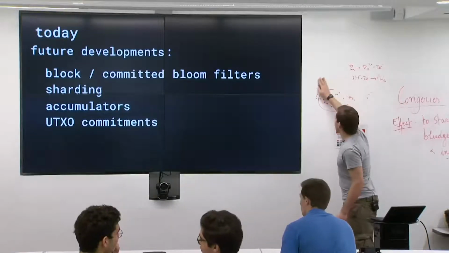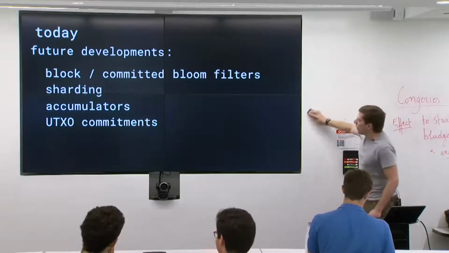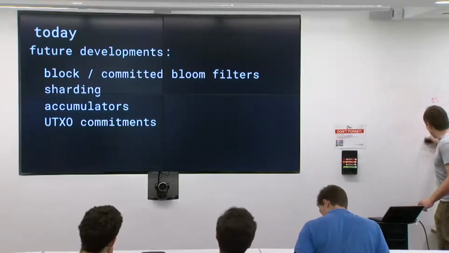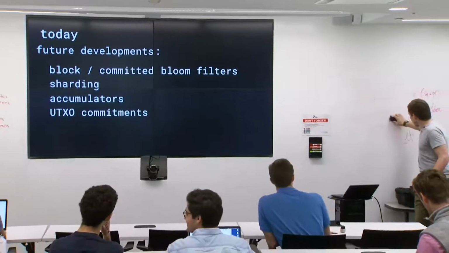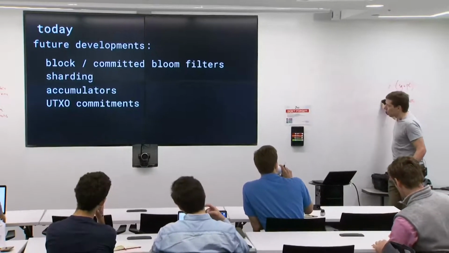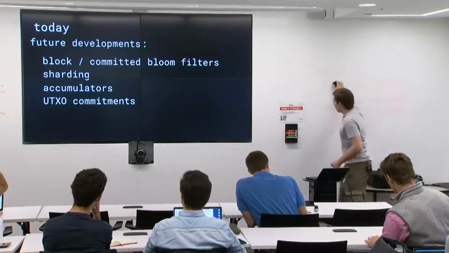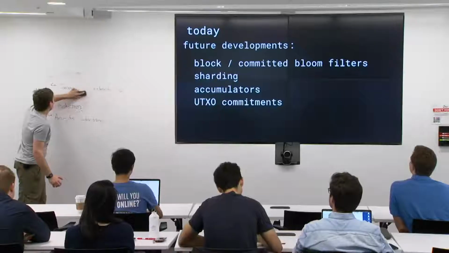So today will be sort of future technologies, future developments that might not be around yet, but are interesting things to look for. And if you're interested in researching these kinds of things, want to make a MEng out of this, or, who knows, a PhD is probably a little overkill for a lot of these things. But if you're interested in this kind of research, here's some things we'll talk about today. Block filters or committed Bloom filters, sharding, accumulators, and UTXO commitments.